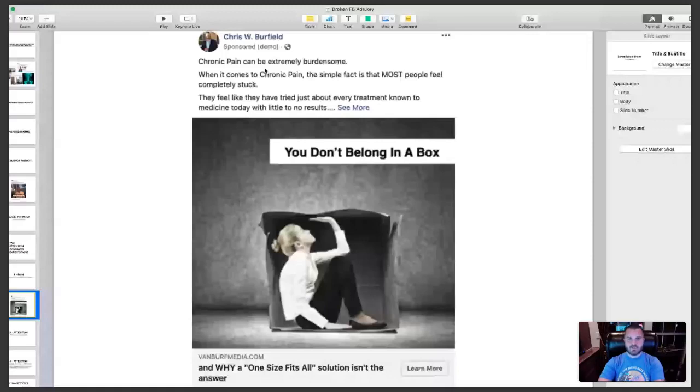Yeah, I feel hopeless. Like I've been to every doctor. I've been dealing with this for 3 years, 5 years, 10 years, whatever the length of time may be. But this is where you begin to make your ads more effective, right? So if we go to the A, that is attention. You have to grab your customer's attention.